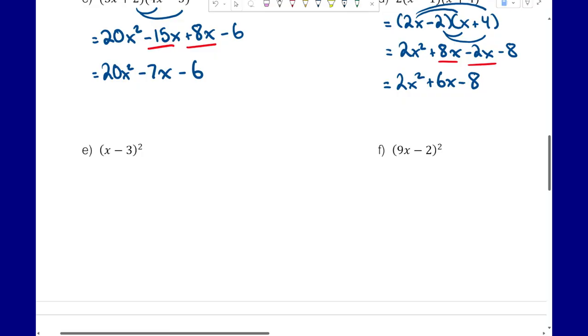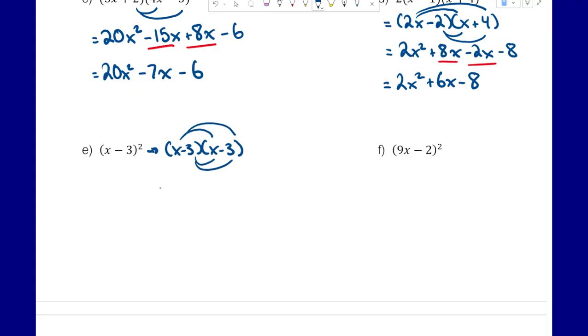E and F look a little bit challenging because they look different, right? But we have to remember, what does an exponent mean? So that exponent of 2 is really just a fancy way of saying x minus 3 times itself, or x minus 3 times x minus 3. So it's just a different way of writing those two brackets because they are exactly the same. So once I rewrite it, I can expand, or I can use my FOIL method and expand.